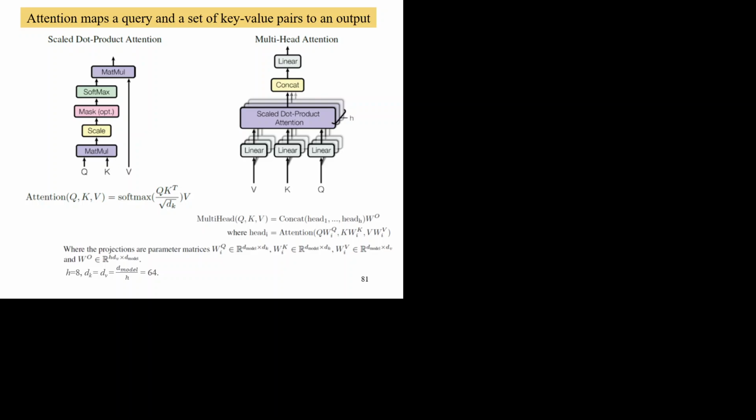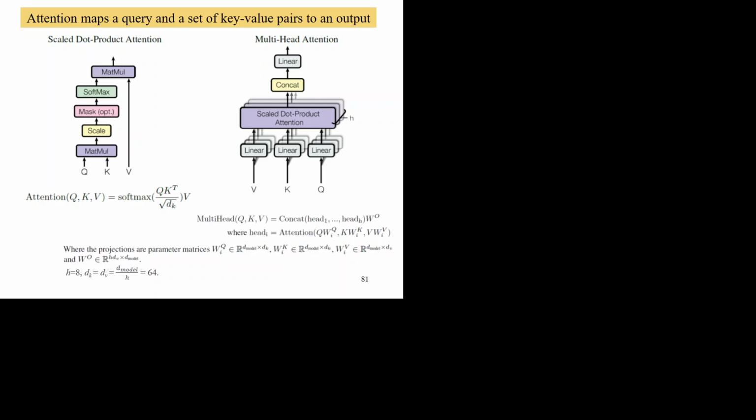Okay, so the expression is written here. You can see the multi-head attention of Q, K, V. It's actually a concatenation of head 1 until head H, times WO. WO here means a linear projection. So what are head 1, head 2, until head H? Each head, for example head i, means the i-th attention process.